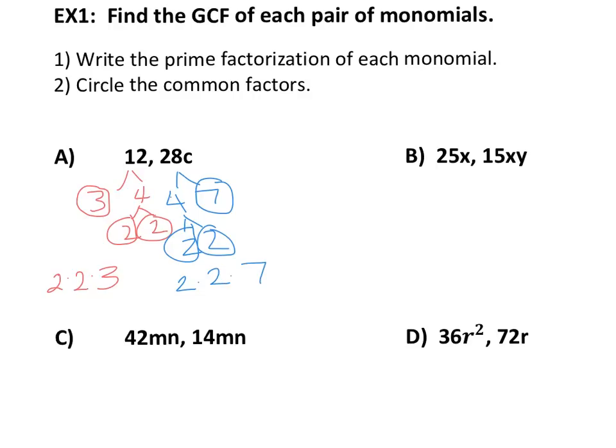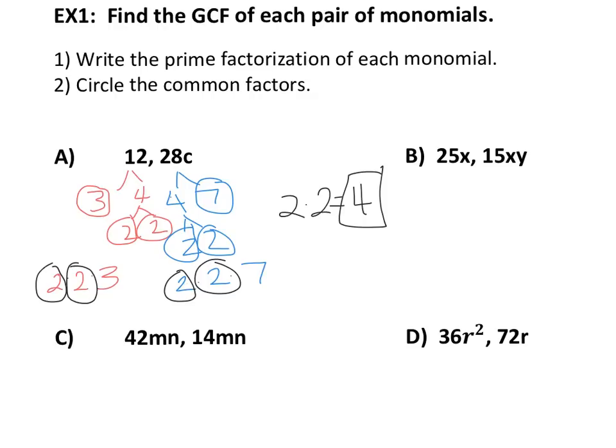Now we want to circle the common factors. Here are our common factors: we have the 2 and another 2, then this 2 and another 2. So we have two 2's that are common factors, and 2 times 2 is 4. That means the greatest common factor between 12 and 28 is 4. This is known as your GCF.